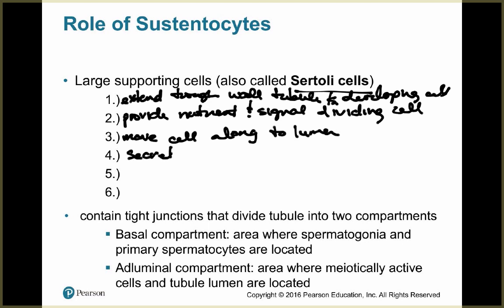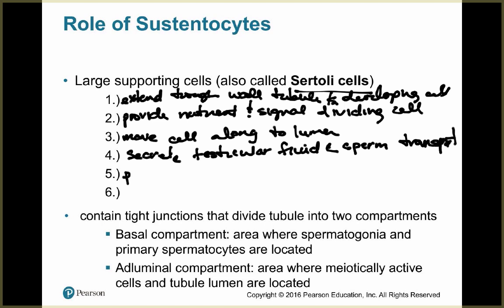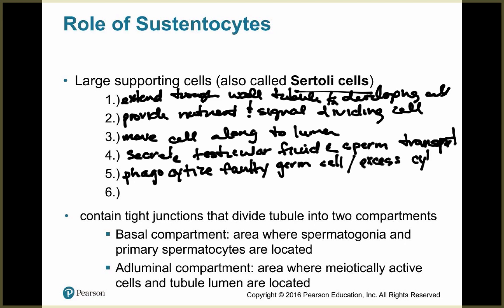They secrete testicular fluid into the lumen that helps with sperm transport. They help to phagocytize faulty germ cells and all the excess cytoplasm. Don't need stuff, so they get rid of it. And they produce chemical mediators. These guys are going to regulate spermatogenesis.